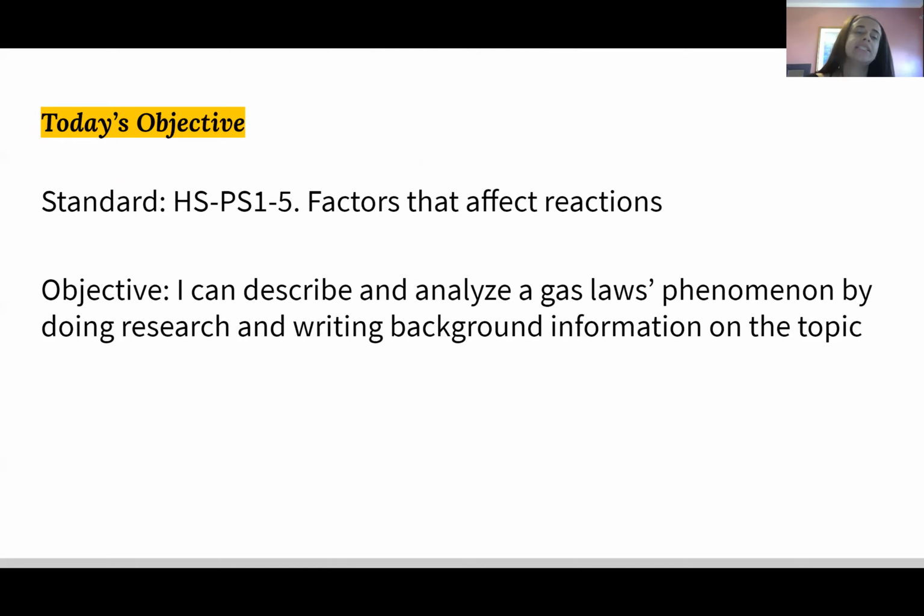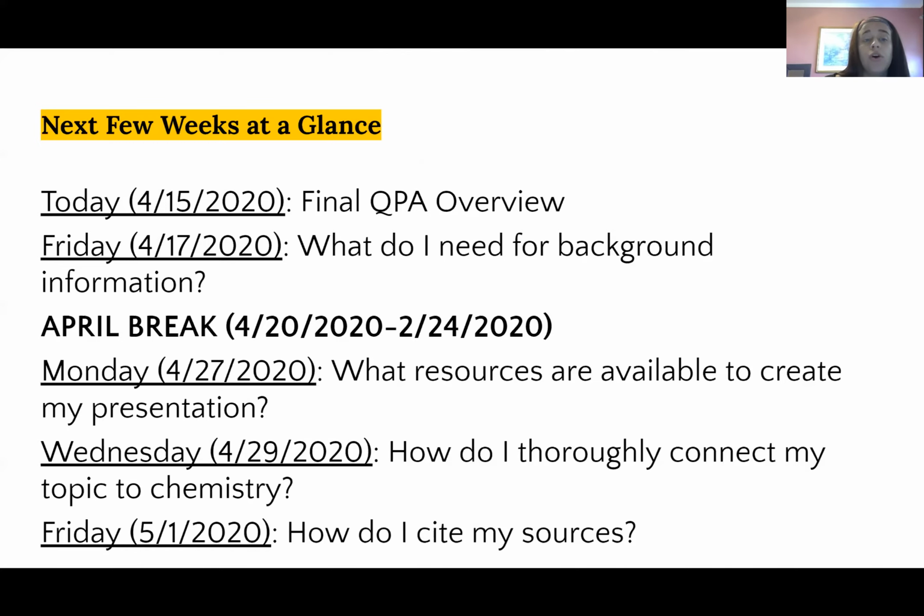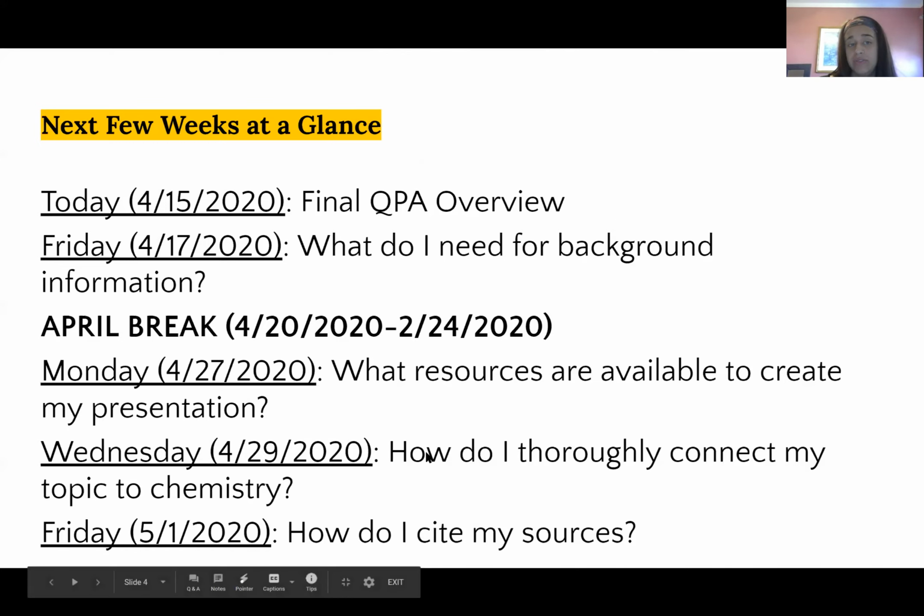So we are working on the same standards today. Our objective is to describe and analyze the gas laws phenomenon by doing research and writing back information on the topic. Let's quickly take a look at the next few weeks at a glance. We'll go over this at the end too.